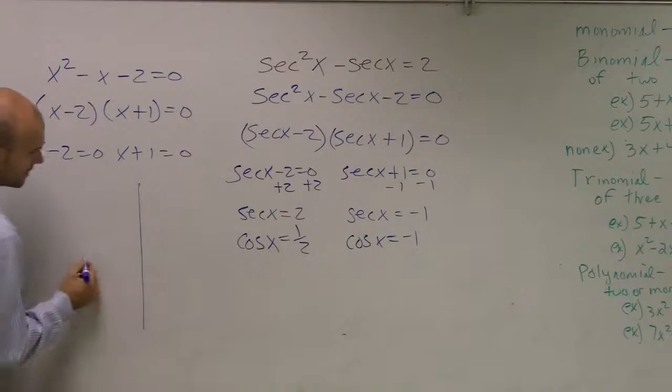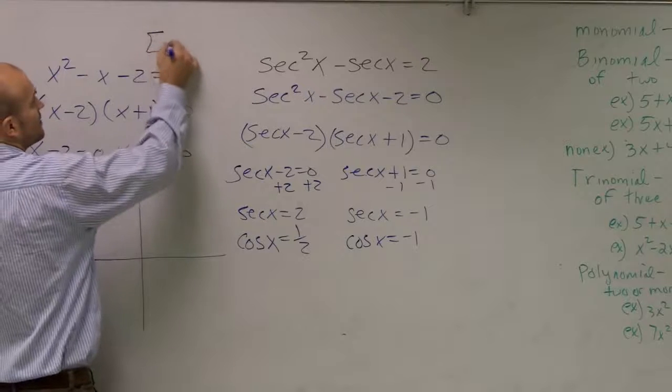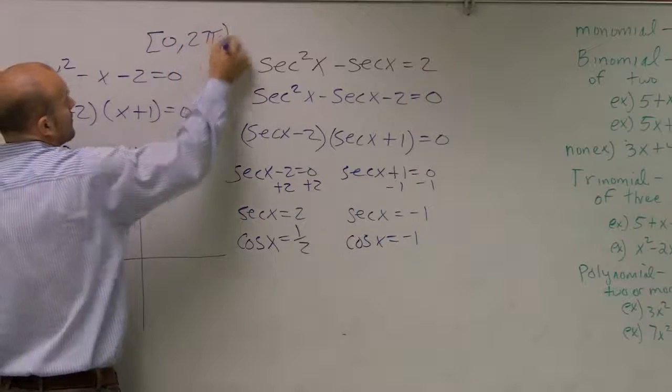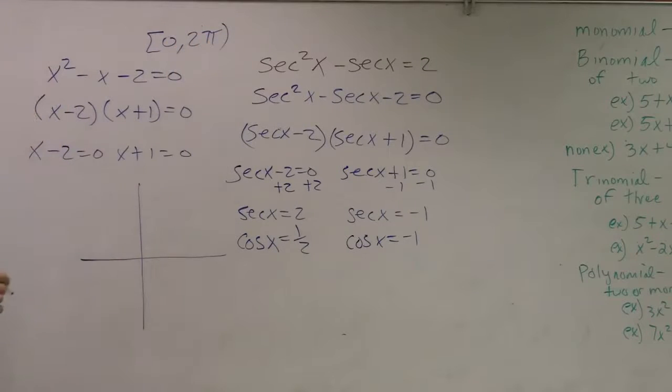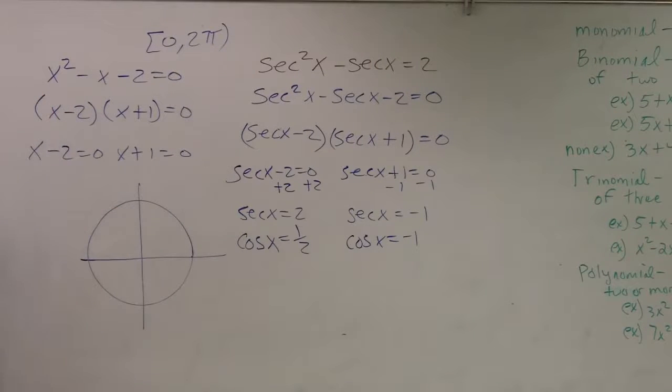So now I need to figure out where cosine is 1/2. And I don't think I wrote this, but we have to be between 0 and 2 pi. So I'll write this up. Can it be pi over 3, 5 pi over 3? Well, let's see where 1/2 is.